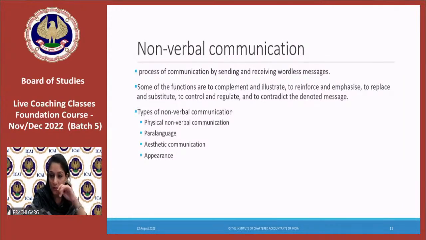Any questions? Reinforce means to repeat and to lay emphasis on it again and again. And contradict is basically when you want to say something totally against it.